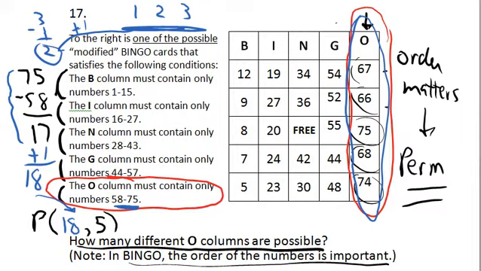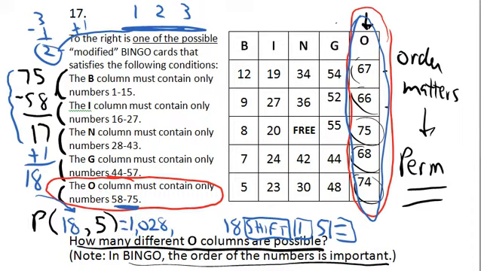And again, with the calculator, you can do 18 permutation is shift 1, and then 5, and then equal. And when you do that, you will get 1,028,160. So there are 1,028,160 different O columns possible under those conditions. Okay, let's try another.